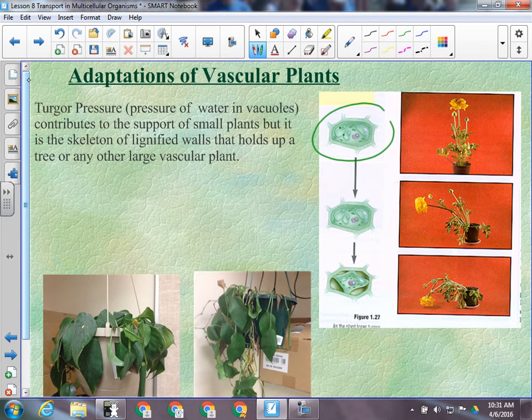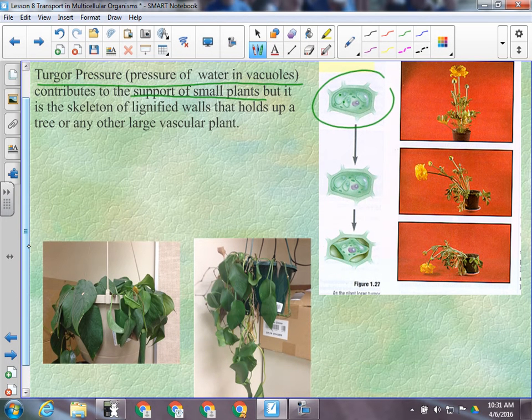All right, so turgor pressure. Make sure you understand that that's pressure of water in the vacuoles. And it will contribute to the support of small plants, but not a large tree. A large tree would not be able to support that kind of weight just on turgor pressure. All right, questions on that?